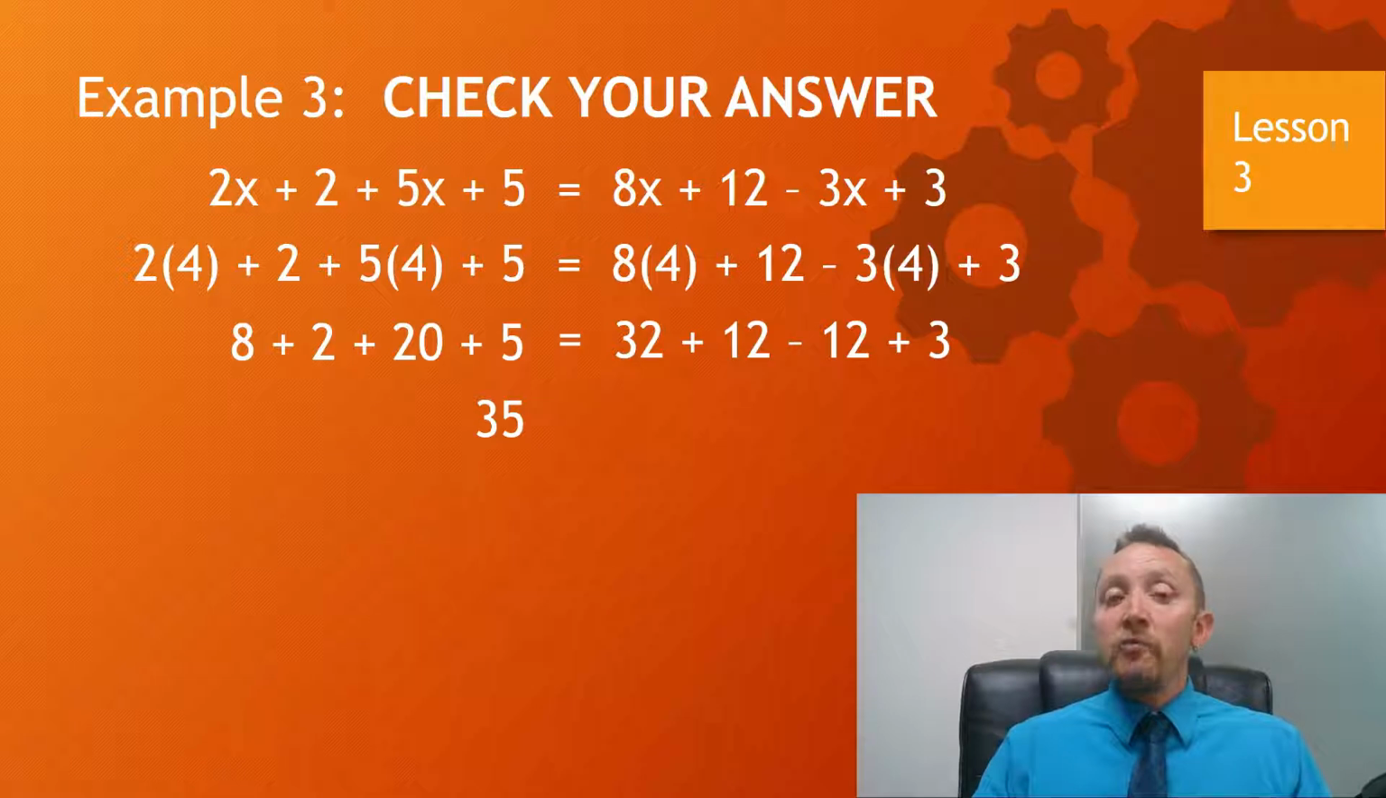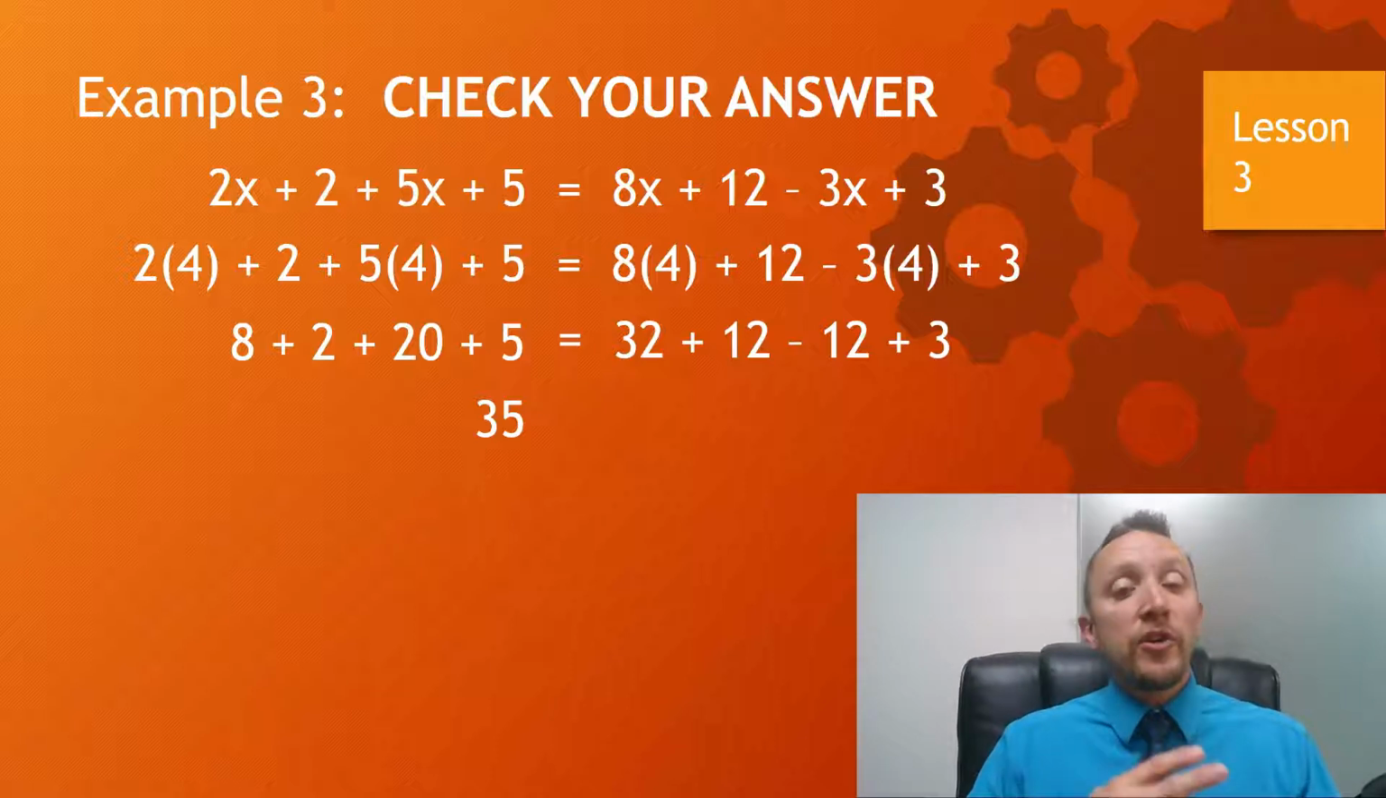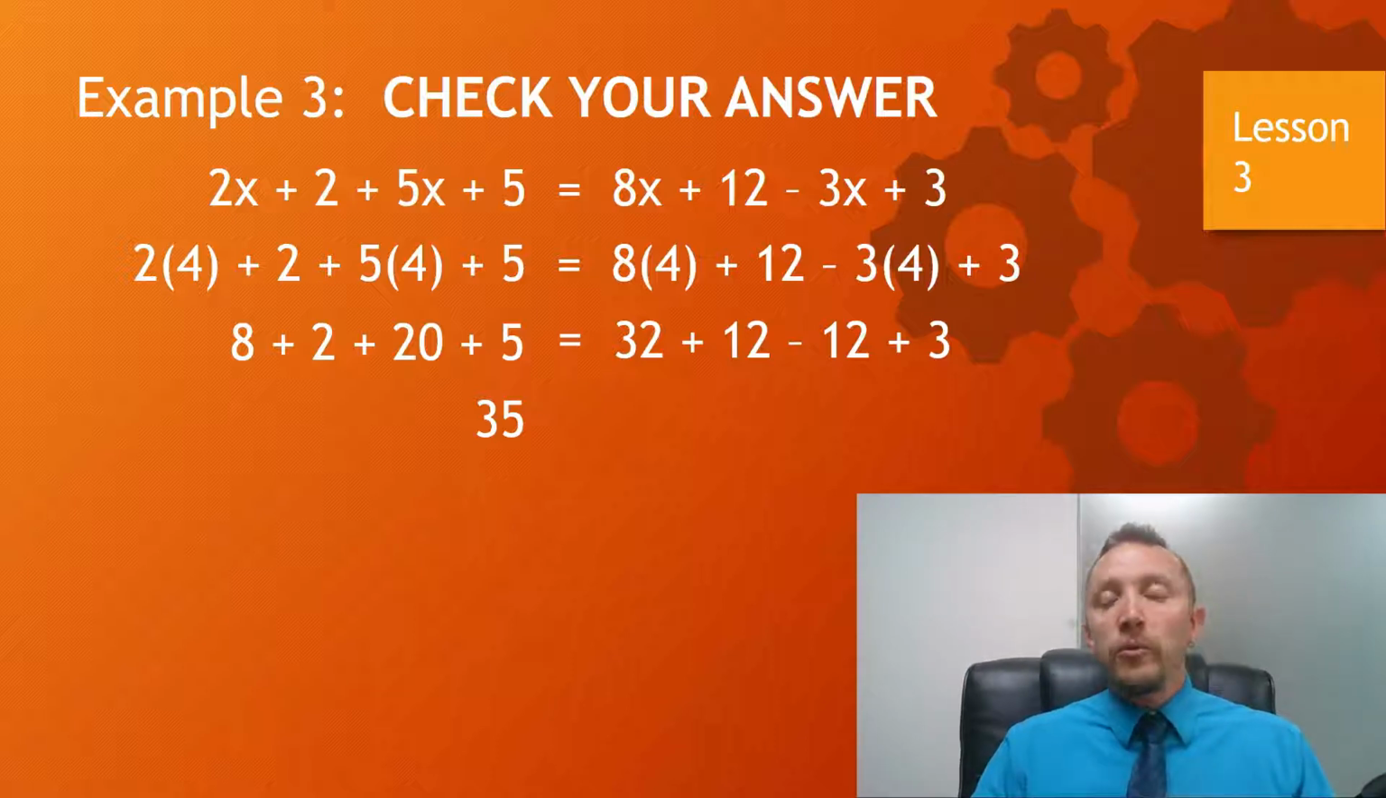Do we get 35 on the right? Well, when we take 8 times 4, you get 32, and then negative 3 times 4 is negative 12. So we'd have 32 plus 12. Whew, that's a big one. 32 plus 12 would be 44. 44 minus 12 would be 32. 32 plus 3 would be 35.